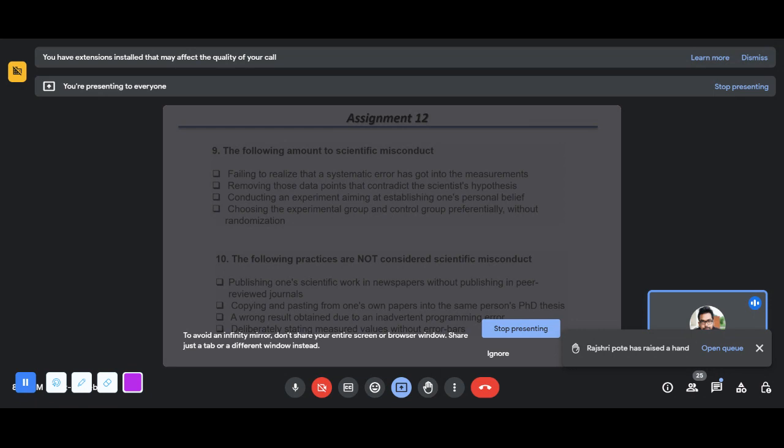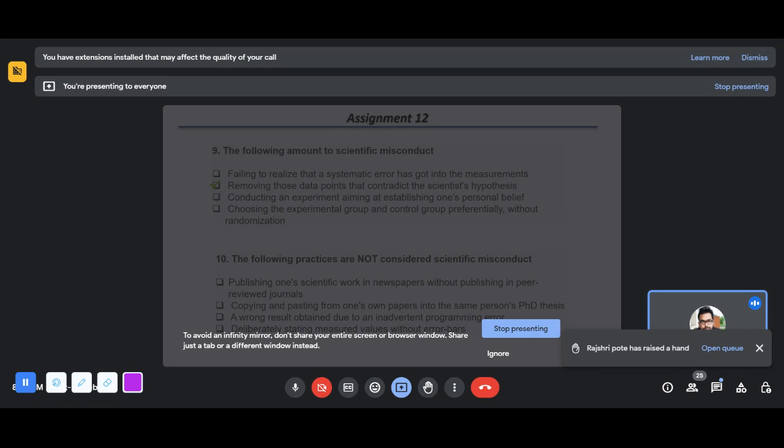Now, the next question: the following amount to scientific misconduct. Failing to realize that a systematic error has got into the measurement, not removing the data points that constrain the scientist's hypothesis. Yes, this is correct. Conducting an experiment aiming at establishing one's personal belief is not true; imaginative data cannot be there. And choosing the experimental group and control preferentially without randomization is also not accepted. So removing data points comes under scientific misconduct.